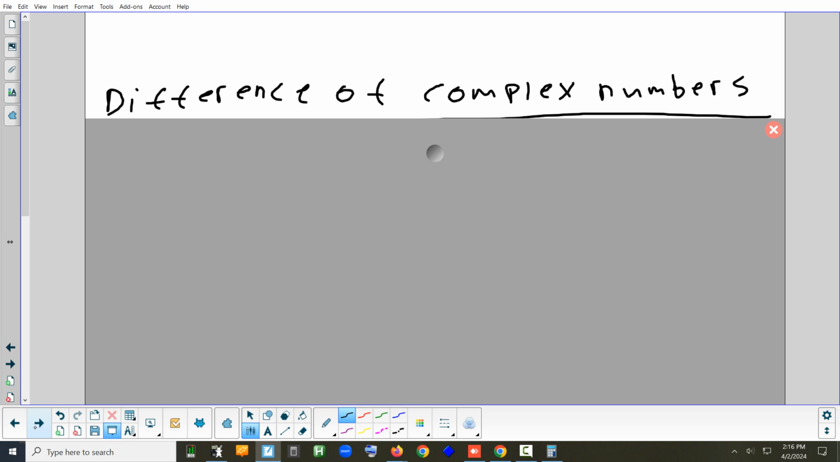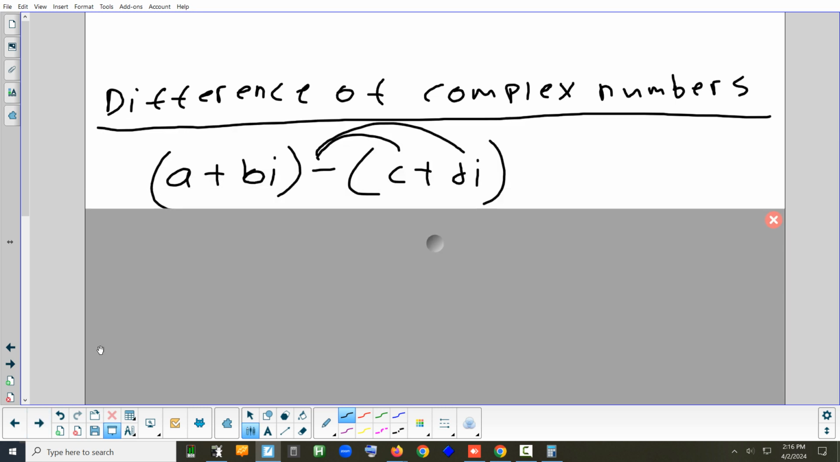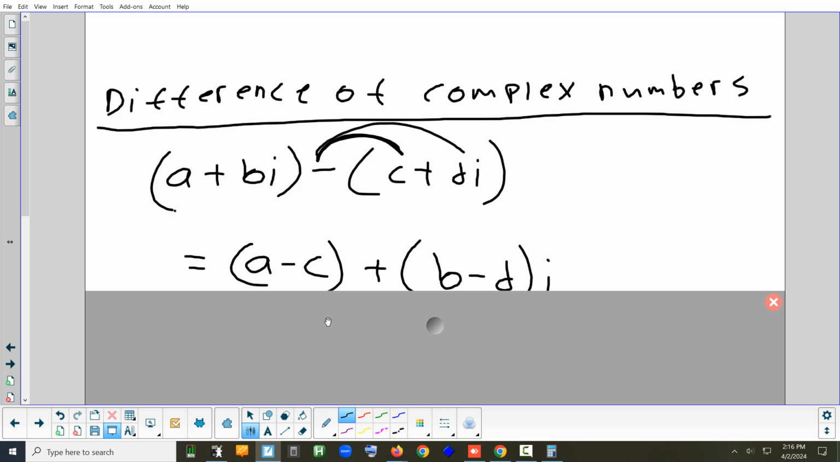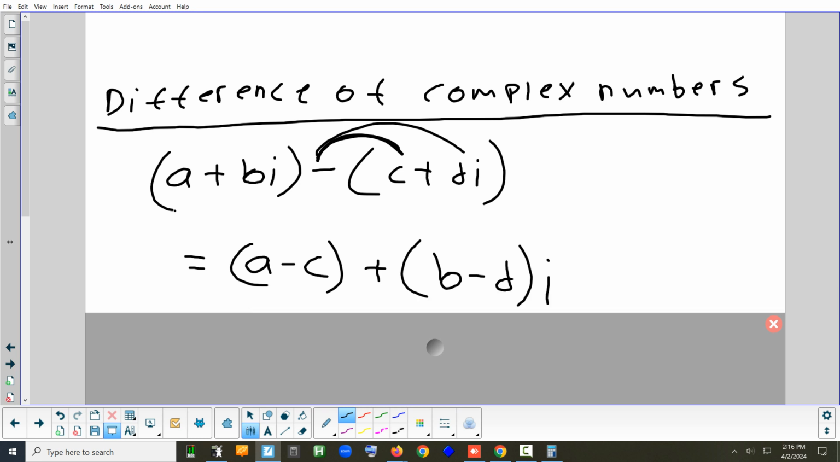So difference. Well, if we can add, we can also subtract. When you're doing a difference, think of it as like a distributive property. You're going to subtract c from a, and then you're going to subtract the d from b. So it's like distributing that negative out. So it's a minus c, b minus d. And then put the i next to the b minus d so we know it's imaginary.